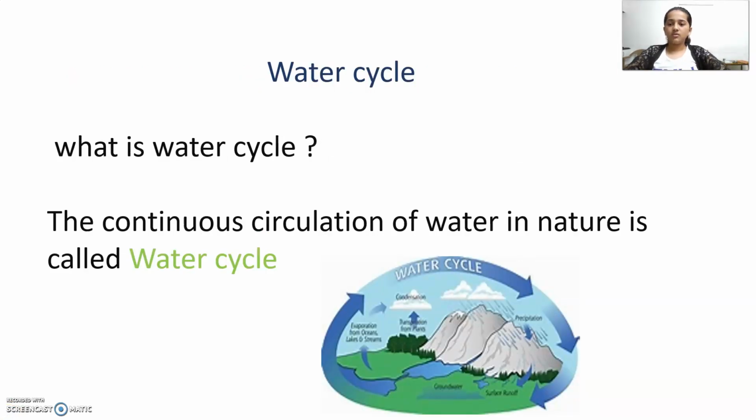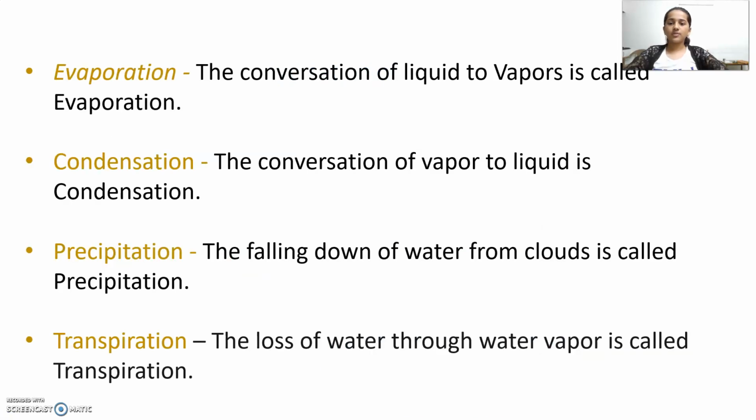Water cycle. What is a water cycle? The continuous circulation of water in nature is called the water cycle. Evaporation. The conversion of liquid to vapors is called evaporation.